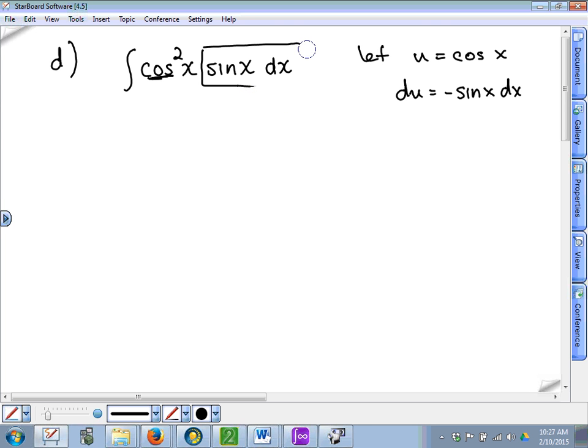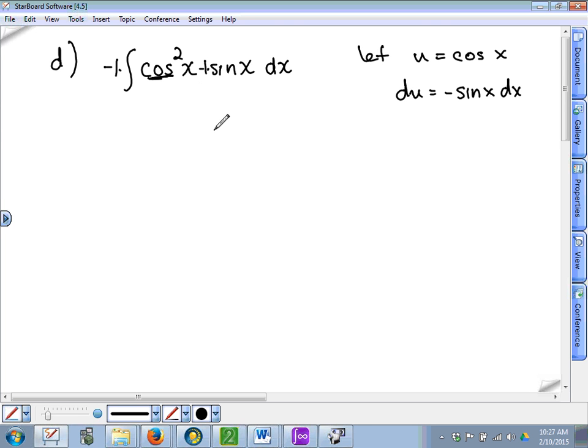Do you remember how we took care of this, though? Oh, we multiply it outside by negative 1. So if I put a negative 1 right here multiplying, didn't I have to put a -1 out there to multiply? You guys following?